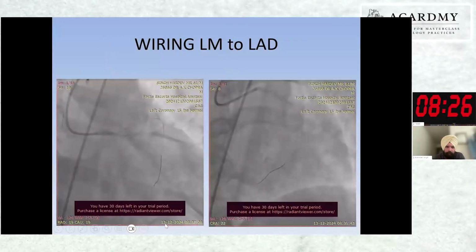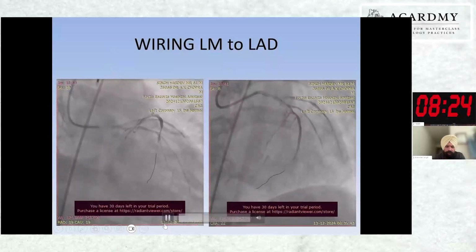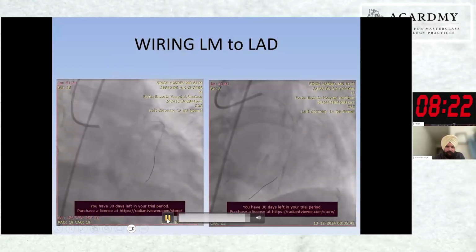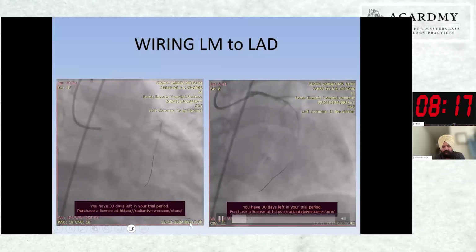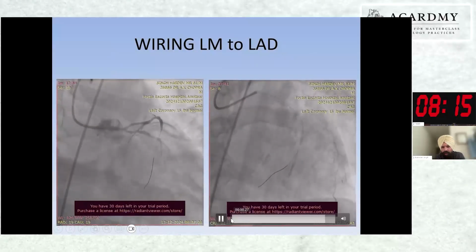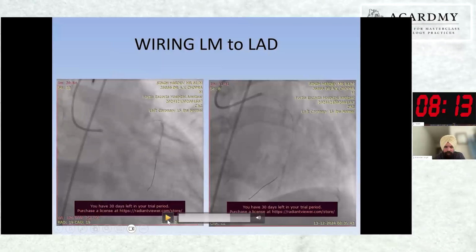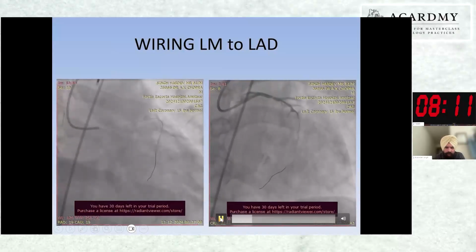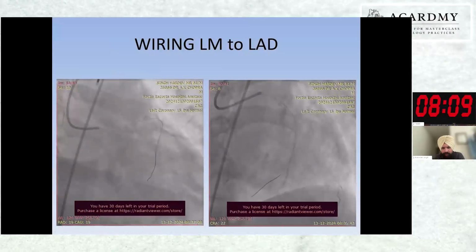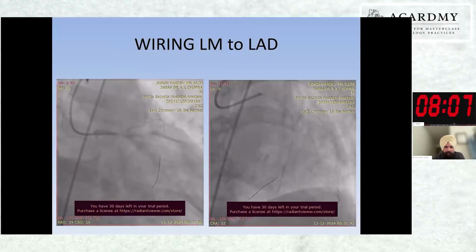So we did the IABP immediately. We did the IABP from the right route, from which we had done the angio, and from the left we decided to do the PTCA. So we wired the left main to LAD, and we see that there is severe thrombus in LAD, LCx, and left main.